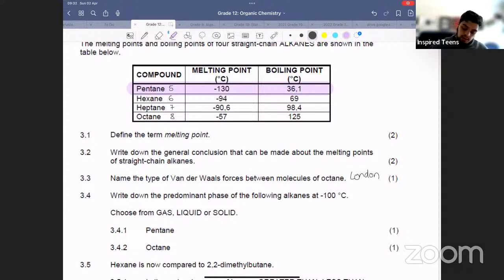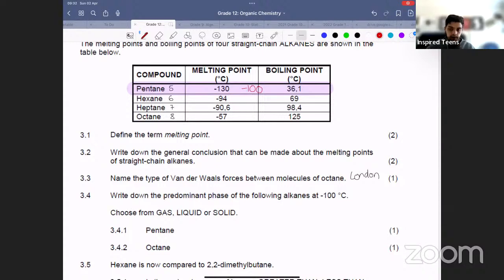Okay, so let's see how do we answer this, right? So what you do is you have to basically fit negative 100 degrees into here. Where does negative 100 fit? Okay, so is negative 100 smaller than negative 130? Is it between negative 130 and 36? Or is it after 36? That's all you have to determine. So negative 100 is actually after negative 130, but before 36.